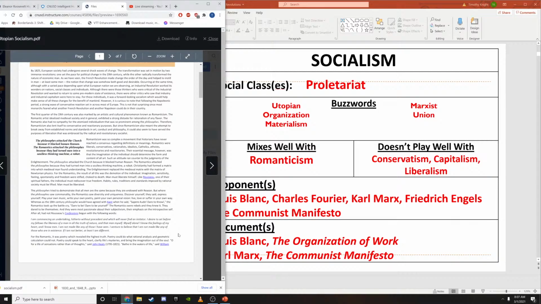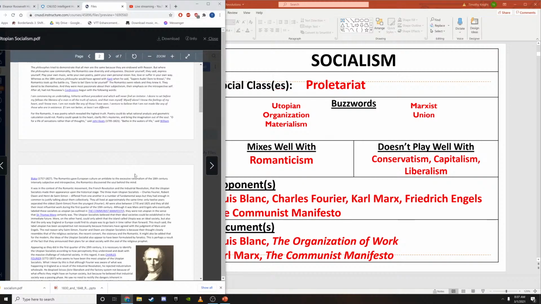For the Romantic, it was poetry which revealed the highest truth. Poetry could do what rational analysis and geometric calculation could not. Poetry could speak to the heart, clarify life's mysteries, and bring the imagination out of the soul. "Oh, for a life of sensations rather than of thoughts," said John Keats. "Bathe in the waters of life," said William Blake.